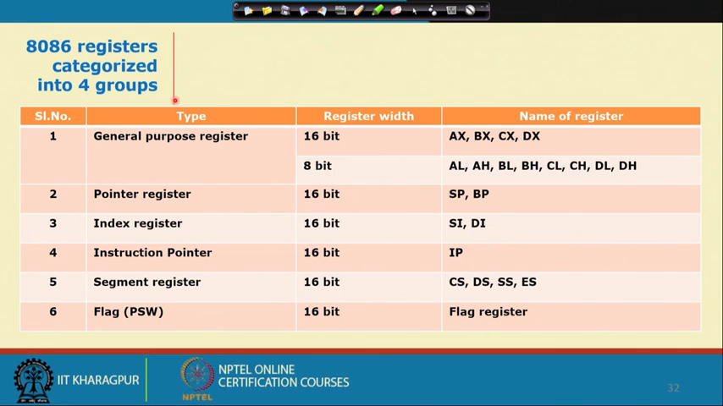So, next we will look into a general summary of these registers that we have in 8086. They can be categorized into 4 groups. Group 1 are the general purpose registers. The general purpose registers can be 16 bit or 8 bit.